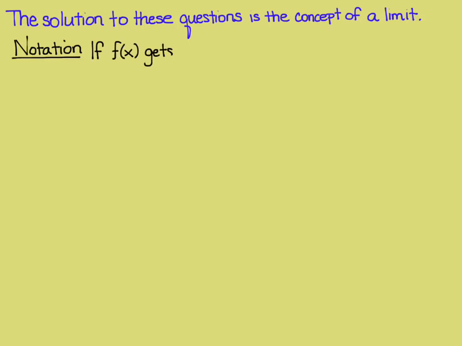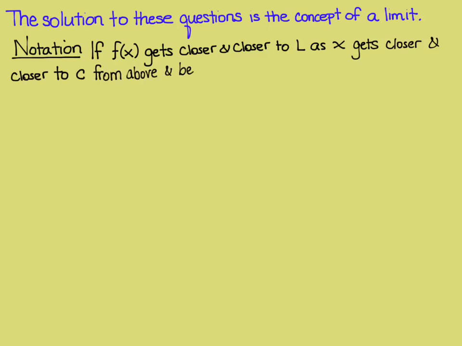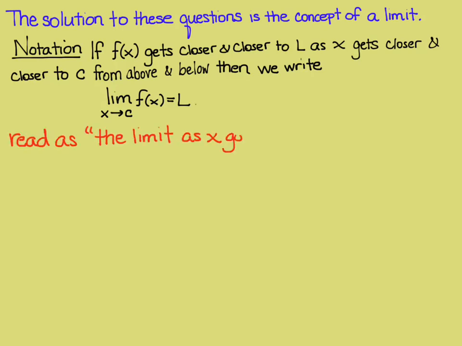The notation is as follows. If f of x gets closer and closer to capital L as x gets closer and closer to little c from above and below, then we write the limit as x goes to c of f of x equals L. Once again, this is read as the limit as x goes to c of f of x equals L.